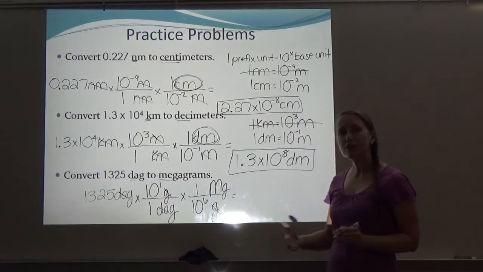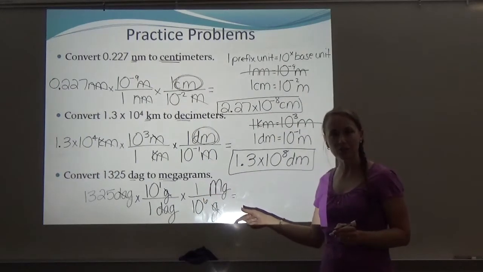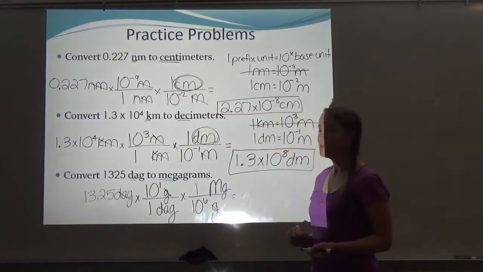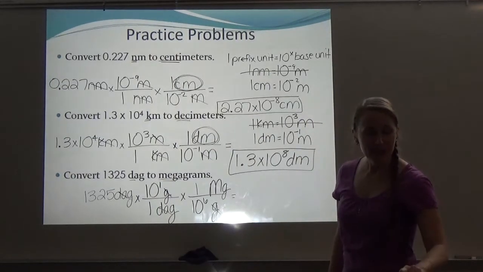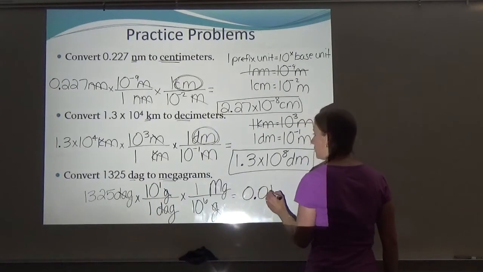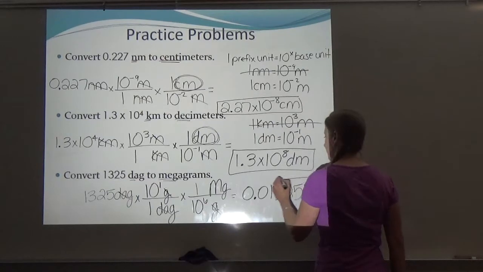And see, y'all, once you get used to doing these, like I said, you can skip this step and just work it out as you go. So remember, same thing. Multiply the 2 numbers on top, divide by the 10 to the 6 on the bottom. And so for this one, I got 0.01325 megagrams.